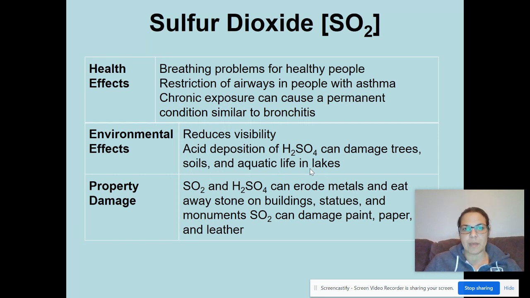Breathing problems for healthy people, restriction of airways for people with asthma. It can cause bronchitis. You can have permanent damage from this. The acid deposition can cause a lot of damage to trees, soils, and aquatic life in lakes, and you'll see that in a later slide. And then it can do the same thing with property damage: erode metals, eat away stone buildings, damage paint. Okay, and that's it.